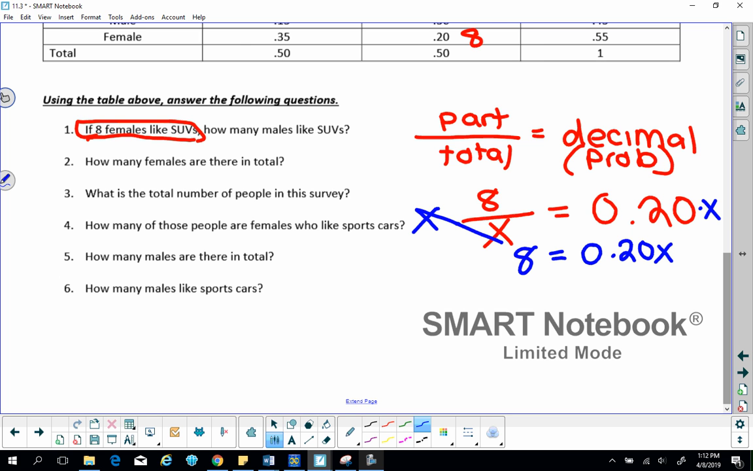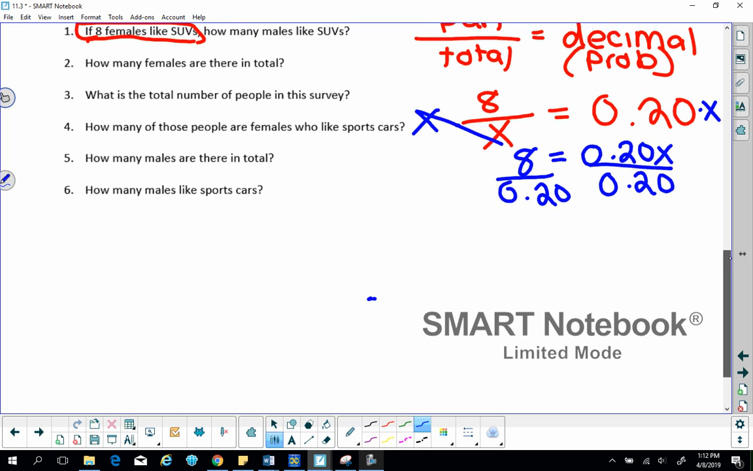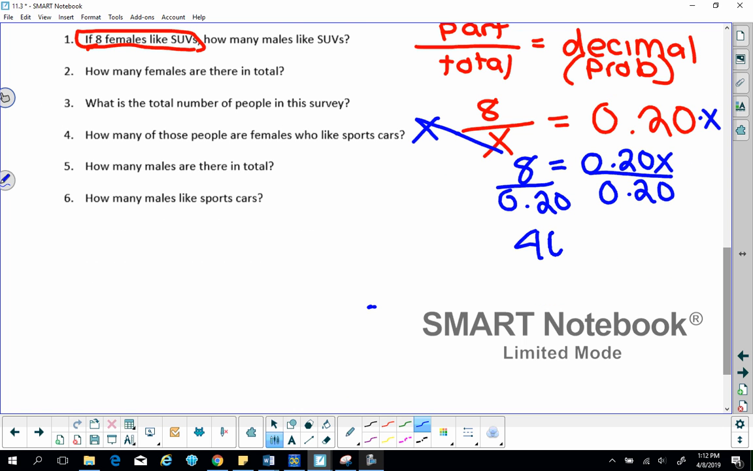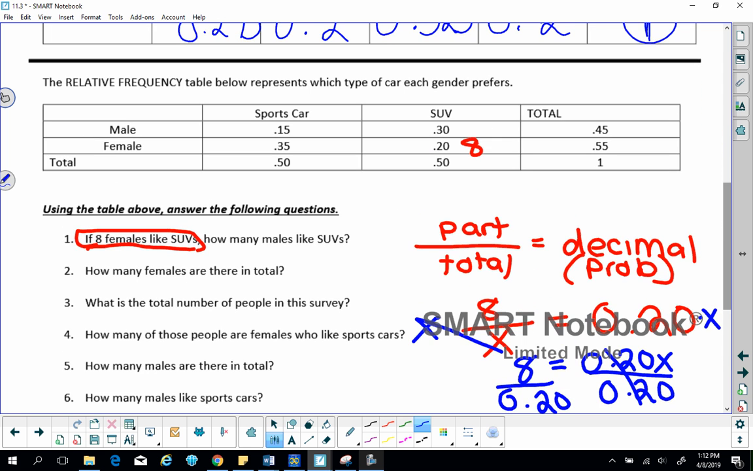Divide. And what do you end up getting? What's 8 divided by 0.20? 40. Yep. 40 equals x. That means there's 40 people total. I'm going to put 40 right here.